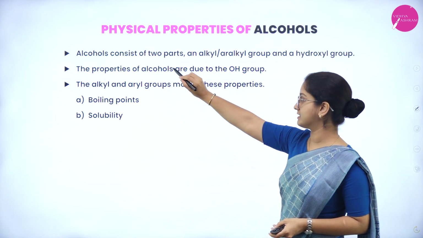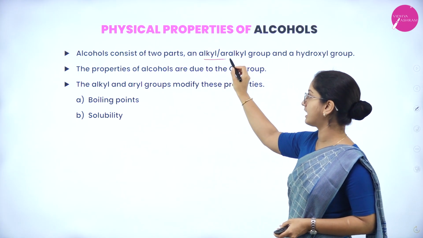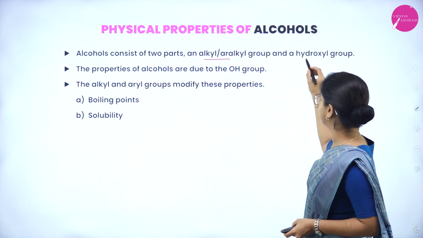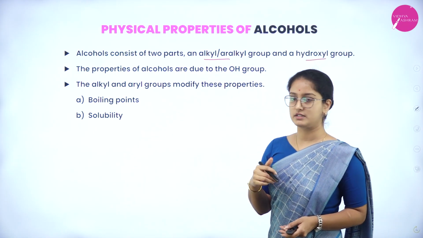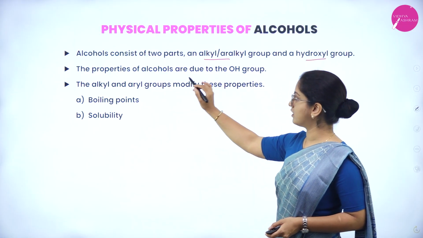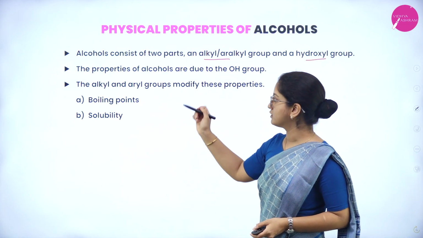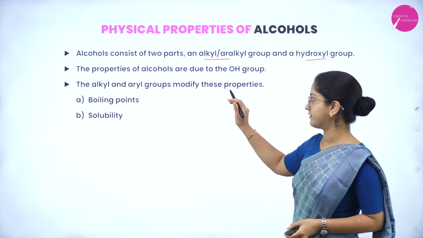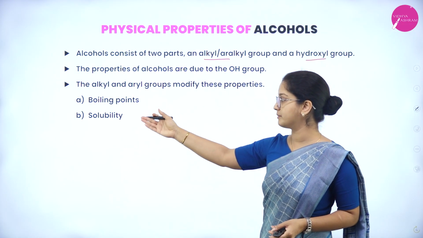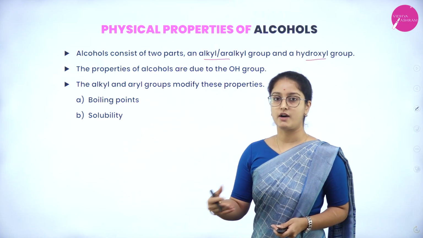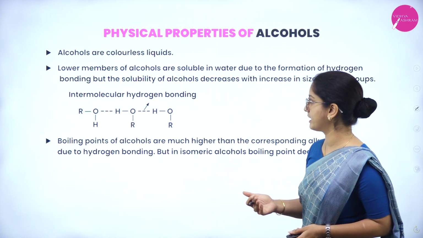So alcohols consist of two parts. One is alkyl or R-alkyl, and the second group is the hydroxyl group. The properties of alcohols are due to the OH group that is present in the compound. Alkyl and aryl groups modify these properties, that is, boiling points and solubility. So how are they going to modify? Let us see one by one.